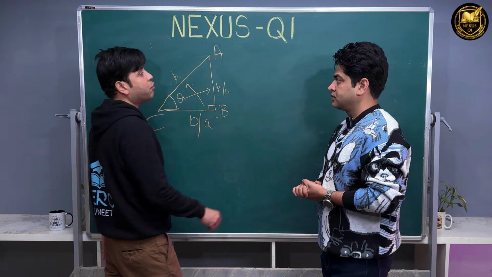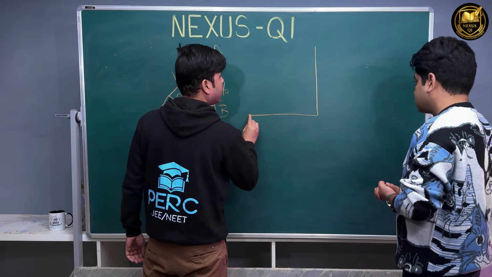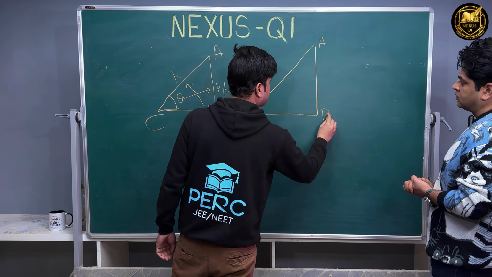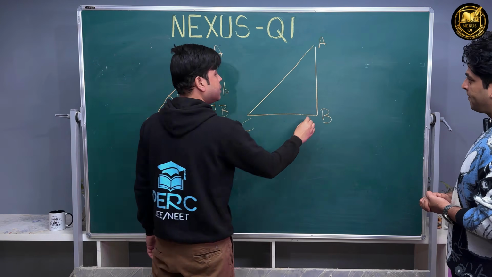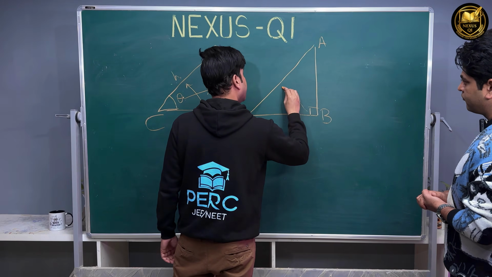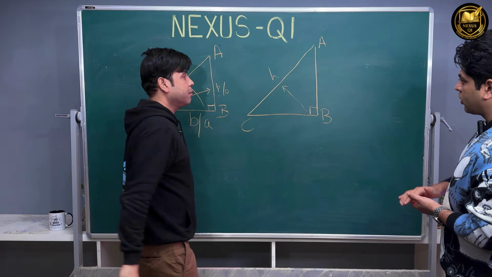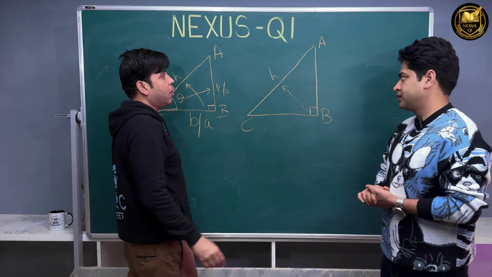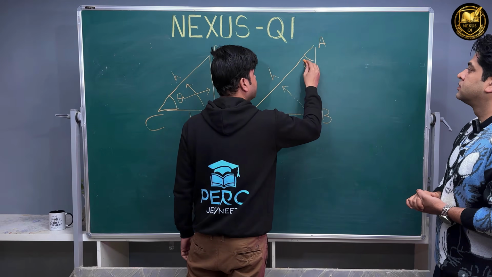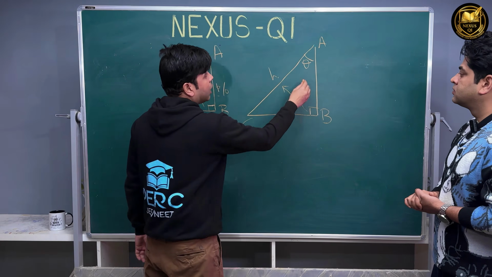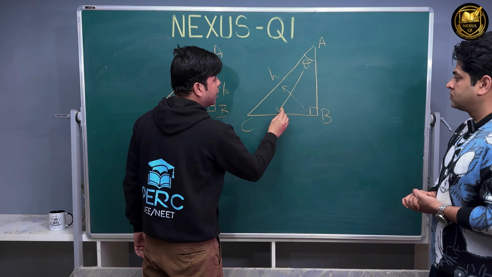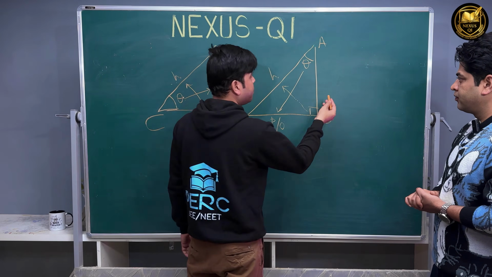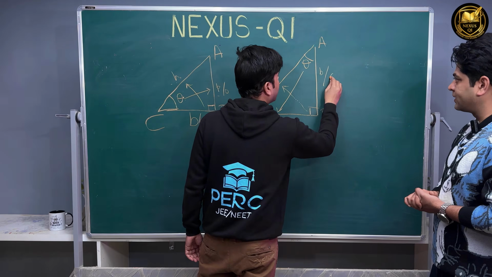But if we change our angle, this is of course 90 degrees, and the opposite side becomes the hypotenuse. Hypotenuse will always be opposite to 90 degrees. Now if I take this as my angle theta, the opposite side is this one, which becomes perpendicular or opposite. And the third remaining side becomes the base or adjacent.